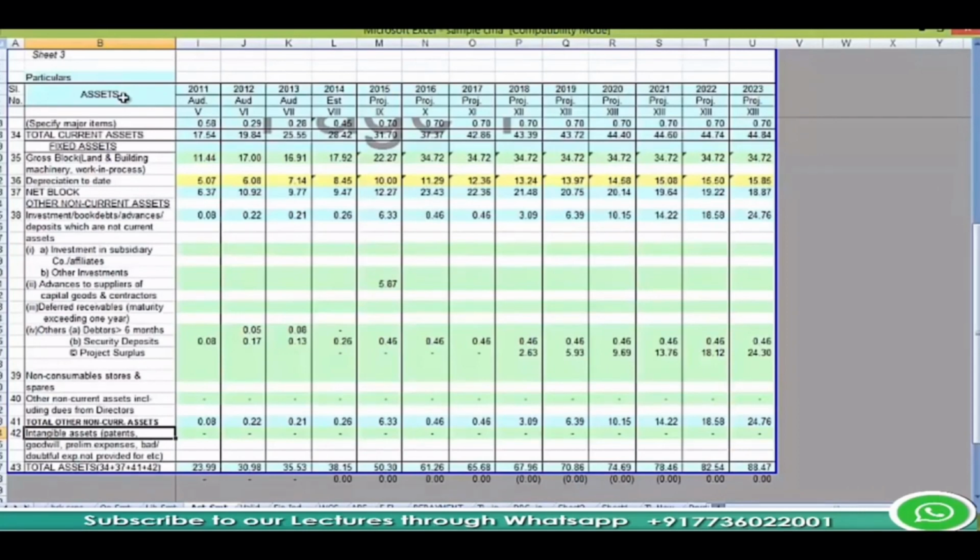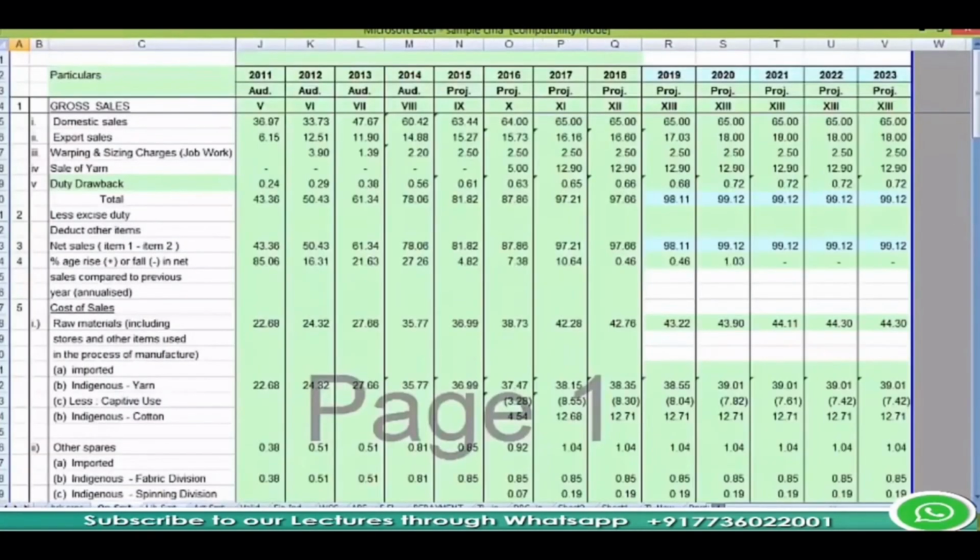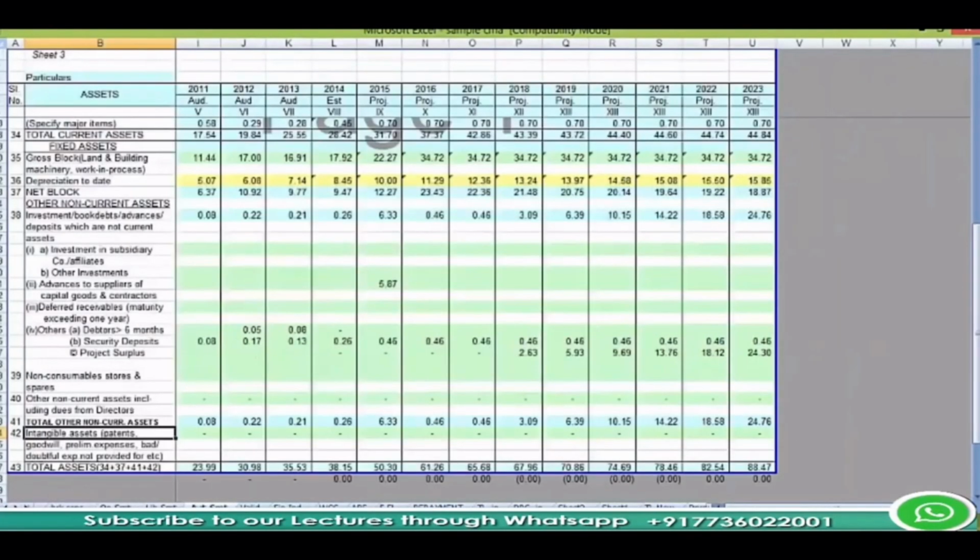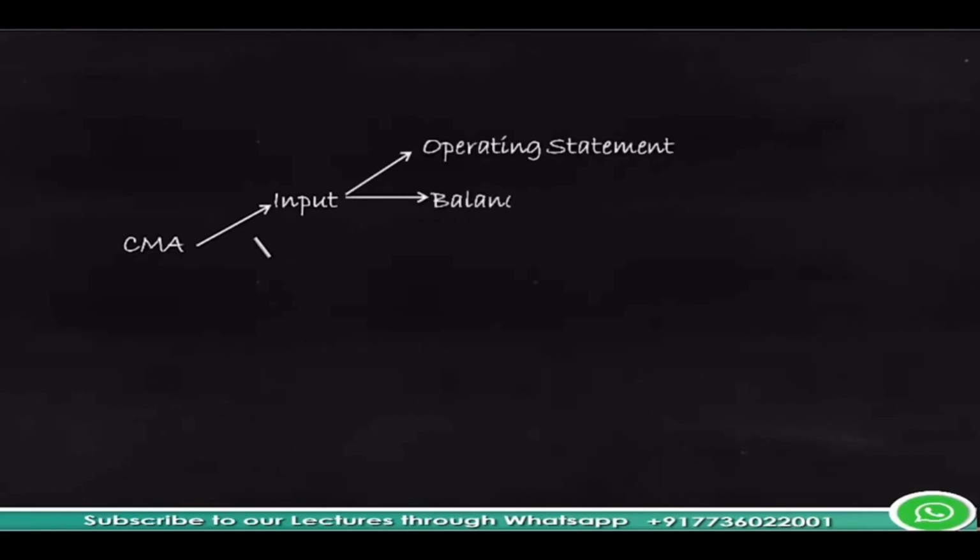So I have shown you how a typical CMA will look like. So out of these various sheets, only these three sheets are input sheets. So if we feed data into these three sheets, there will be outputs in many other sheets that also. Let us focus. So by now you would have understood that in CMA, input has to be given from two statements. One is the operating statement and the other one is balance sheet. Balance sheet means basically the asset statement and liability statement. But if this input is given, then that CMA would give various outputs. What are the outputs? The first output would be a sheet called financial ratios.